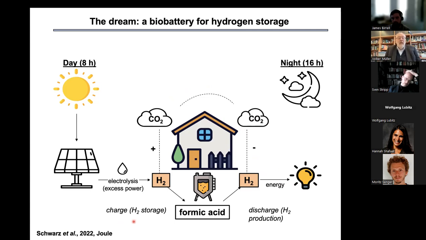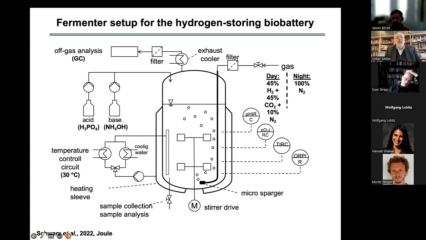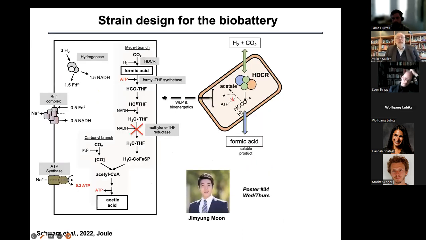So that was the idea, and we tried that very hard. We set up a fermenter to do these kind of experiments, and the other thing was strain design, which was very important. I told you that formic acid is the intermediate of that pathway, so we had to generate a knockout mutant, and that knockout mutant was done by Yim-Young Moon in my group, and he knocked out that key enzyme here, the methylene tetrahydrofolate reductase. And under these conditions, CO2 is quantitatively converted to formic acid, and formic acid is extruded.